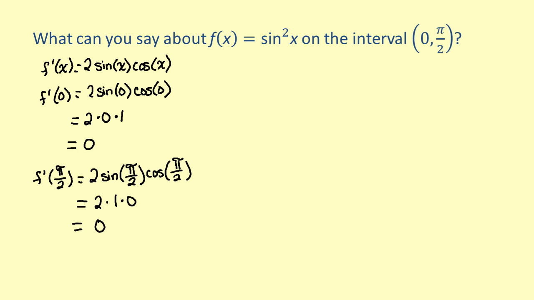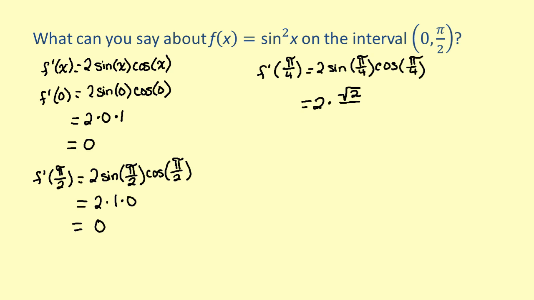We can substitute any value in the interval to determine how the function is acting within this interval. So let's substitute pi over 4 for x, since pi over 4 is greater than 0 and less than pi over 2, which means it's within the interval. The sine of pi over 4 and cosine of pi over 4 are both equal to the square root of 2 over 2. So we get 2 times the square root of 2 over 2 times the square root of 2 over 2. Simplifying gives us the square root of 4 over 2, which is equal to 2 over 2, which is equal to 1.